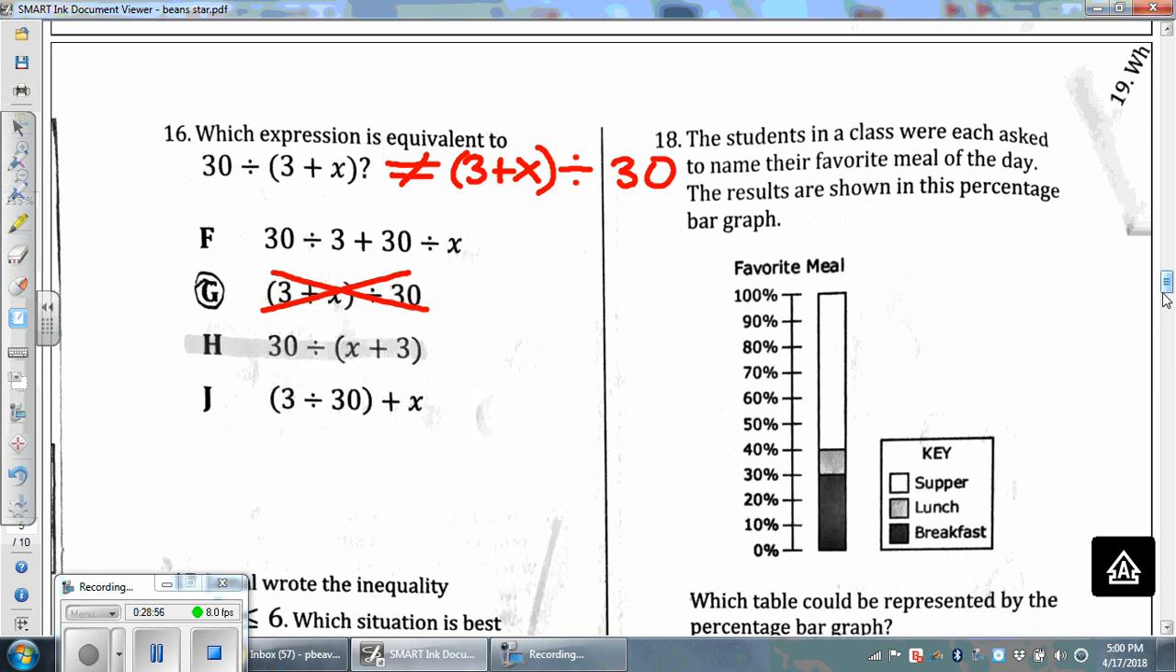Now let's see what's happening here with F. F looks very weird. I don't even want to look at it, to be honest. But what it says here is that 30 divided by 3 is 10, and then you add this division here, 30 divided by x.